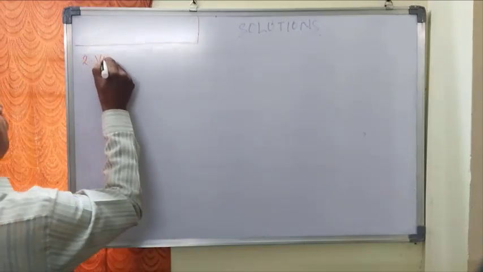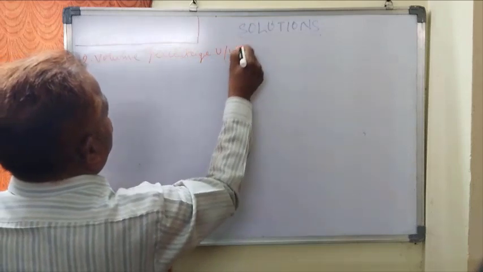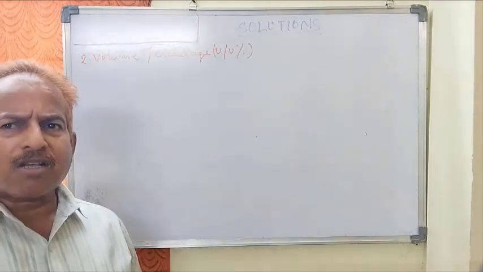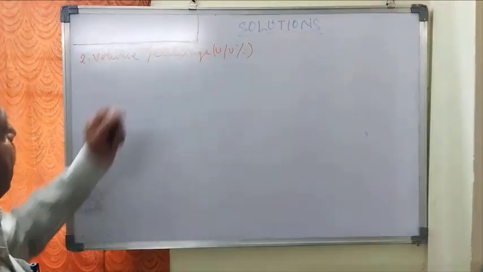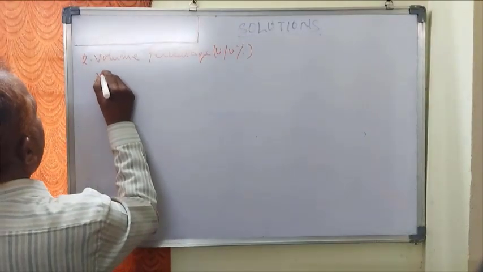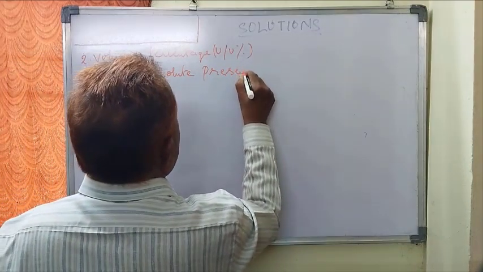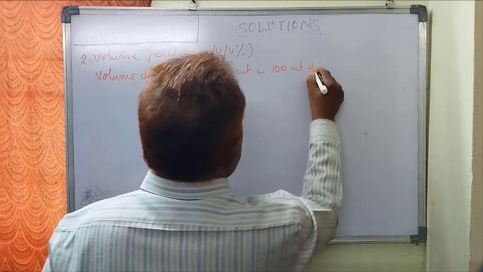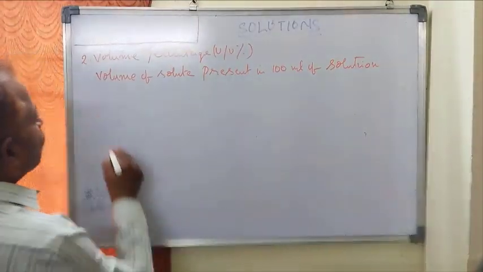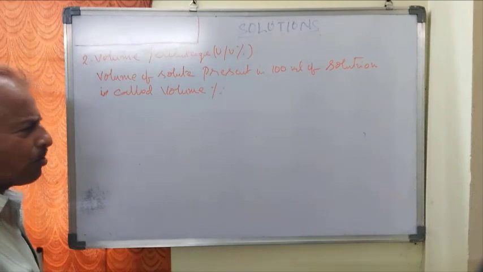Now let us see volume percentage, V by V percentage. Just like mass percentage, where we took the mass of solute and solvent in grams, here we take the volume of the solute and solvent in milliliters. So the volume of solute present in 100 ml of solution is called volume percentage.